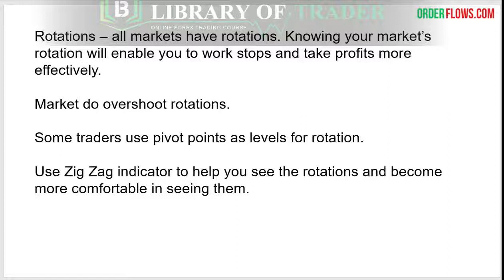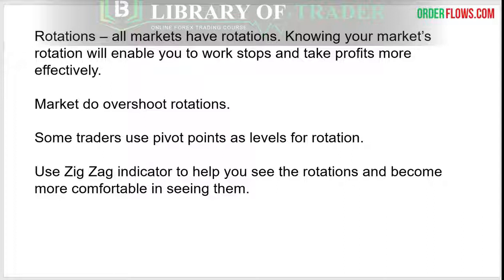So remember, rotations occur in all markets. Knowing your market's rotation will enable you to work stops and take profits more effectively. Markets do overshoot rotation. So if you think the E-mini average rotation is 3.5 points and it moves 10, you're going to get screwed a lot. You have to understand a rotation stops when a rotation stops. Don't think that because the average rotation is 3.5 points you have to be buying and selling every 3.5 points. No, that's the wrong way to use rotations.